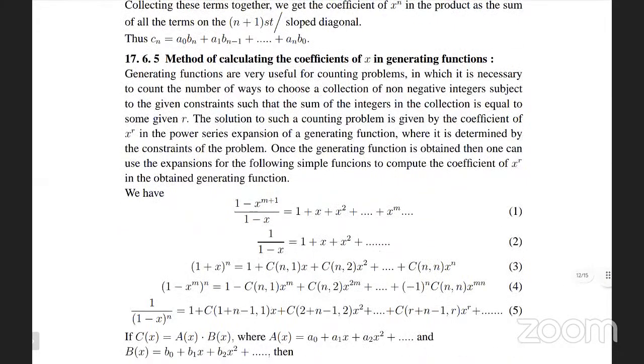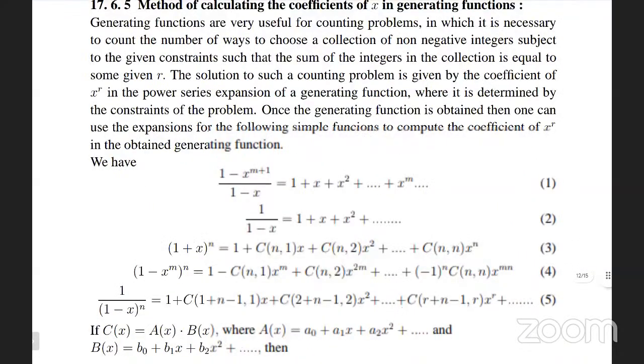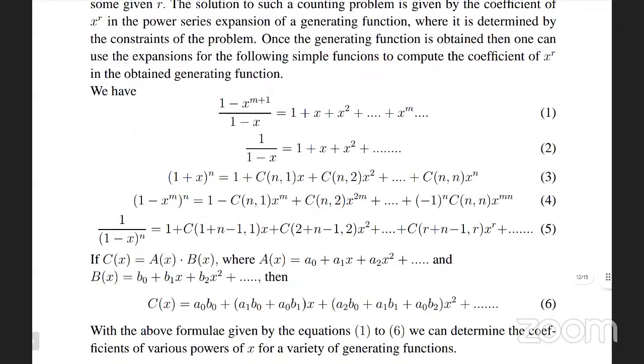Method of calculating the coefficients of x is a generating function. Generating function: I can take (1 minus x) to the power of n plus 1 by 1 minus x, equal to, I can write as, 1 plus x square plus x to the power of m. 1 by 1 minus x equal to 1 plus x square plus 1. (1 plus x) to the power of n equal to 1 plus c.